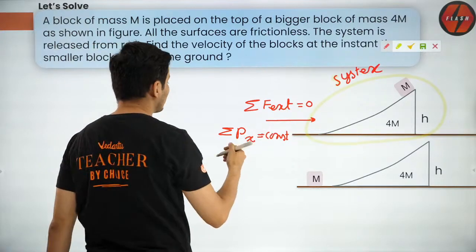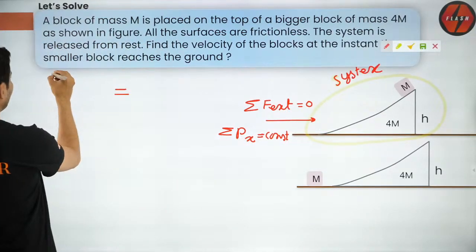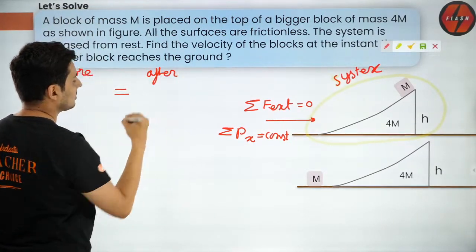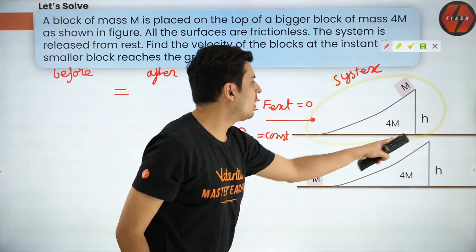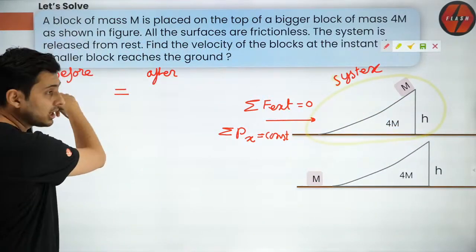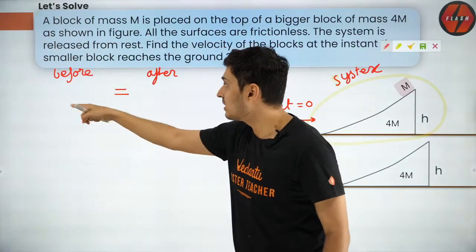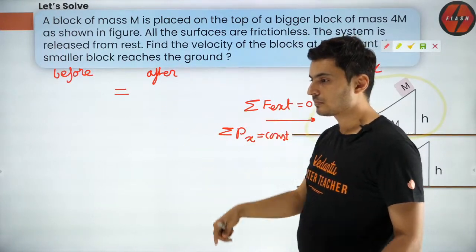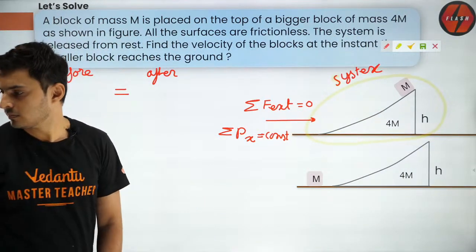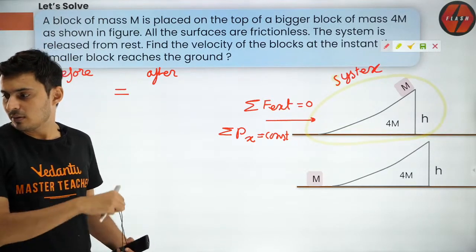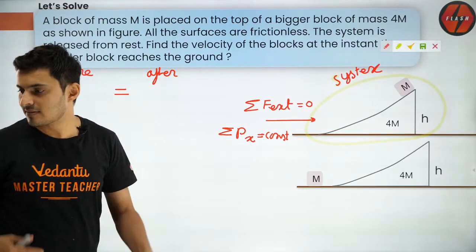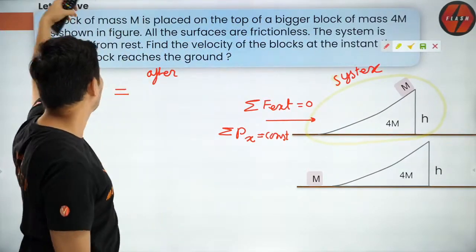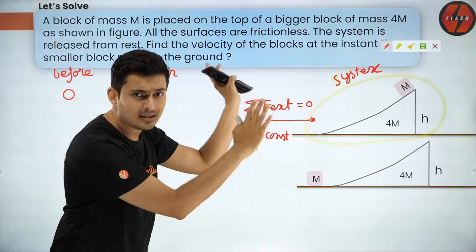Now, if that is true, let's write down equal to. Here I will write down before, and on the RHS I will write down afterwards. What is the momentum of the system before? What should I write down over here? Come on, let me know in the chat box. Yes, very good, VSG. Excellent. 0, Kirito. Yes, very good. Because it was at rest. It's placed on the top of the bigger block, that means it is as shown, it is at rest, it is not moving at all.